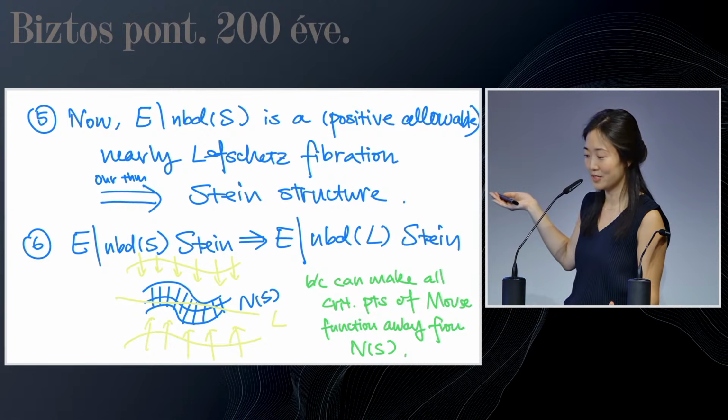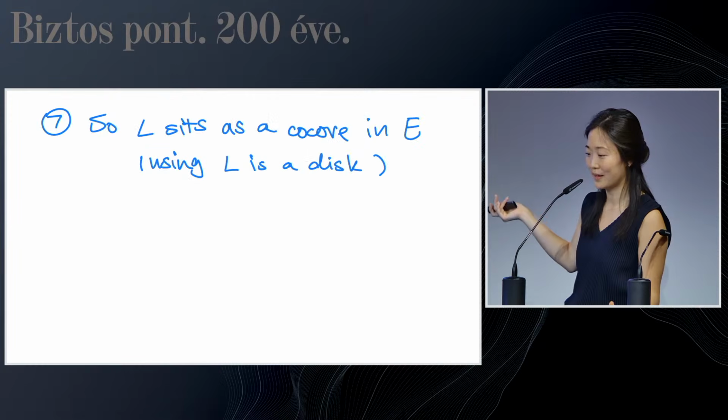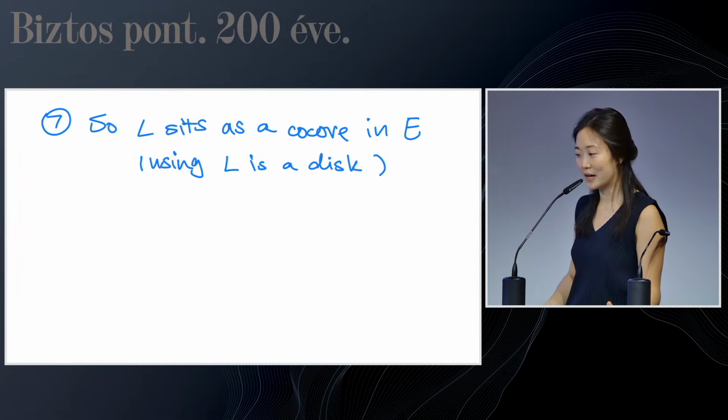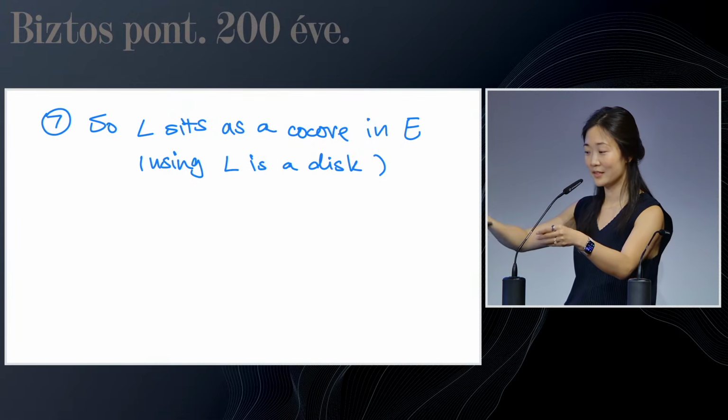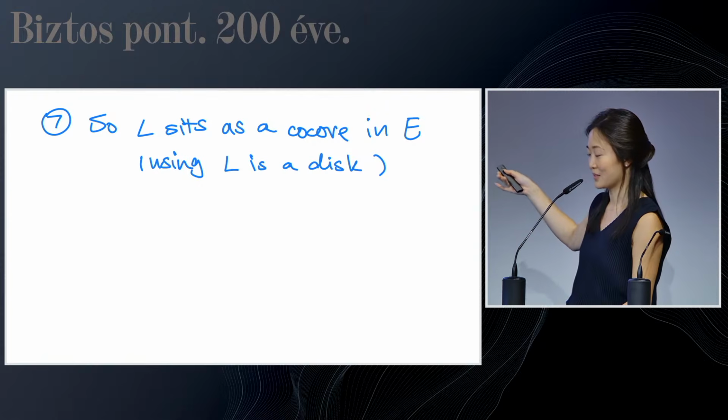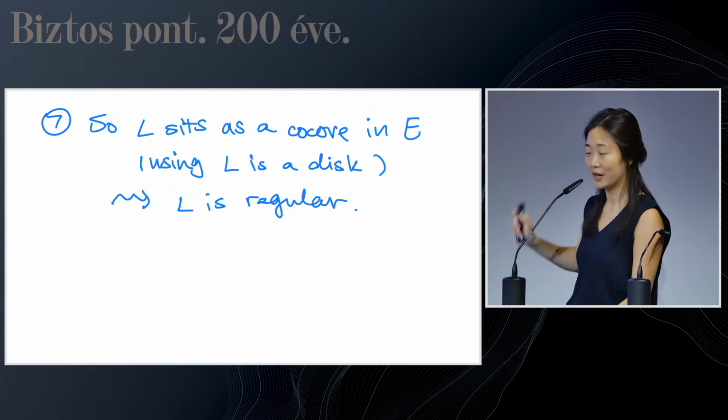Okay, so now we have the fact that the Lagrangian complement is supported by a Stein structure in the Lefschetz perturbation, in the original Weinstein domain. And this tells us that L actually sits as a co-core. So you take out this L, you still get something Stein. Using that L is also a disk, this tells you that L is a co-core in the original Weinstein domain. And by our definition of regularity, this shows that it's regular.